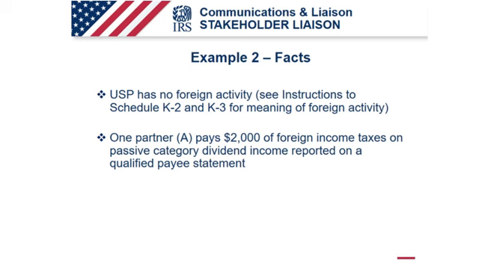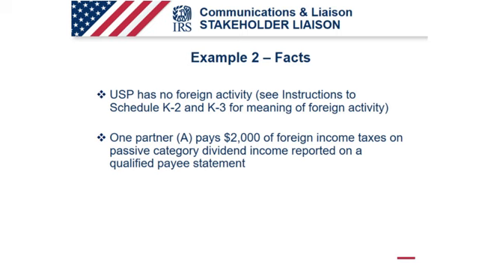Now, we'll go through again the basic fact pattern, or the basic background facts that we need to show the computations and do the analysis. And we start out with very similar facts. The first is that the USP has no foreign activity. Therefore, they're qualifying for the domestic filing exception. Partner A, again, pays the same $2,000 of foreign taxes on passive category dividend income reported on a qualified payee statement.